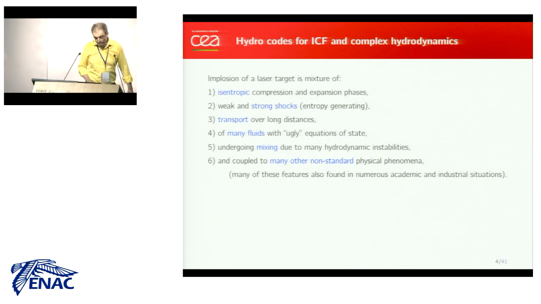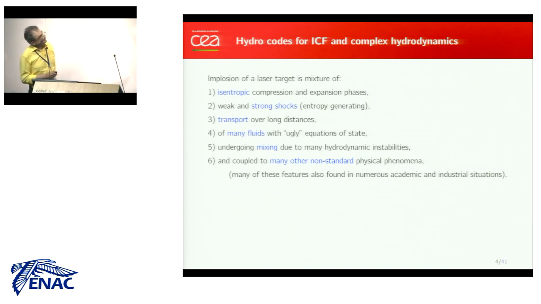So if we want to simulate this kind of flows, we have very stringent demands on our hydrocodes. Basically, the implosion of laser targets is a mixture of isentropic compression and expansion phases, weak and strong shocks, which generate entropy, and for which, of course, we need to have accurate conservation of mass, momentum, and energy in order to capture the Rankine-Hugoniot jump conditions across shocks.